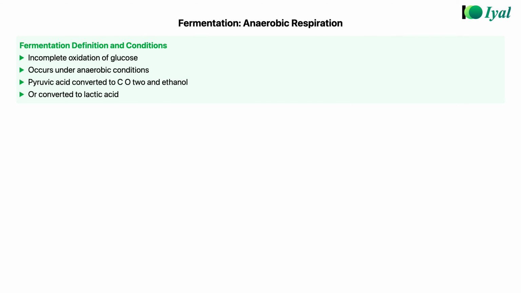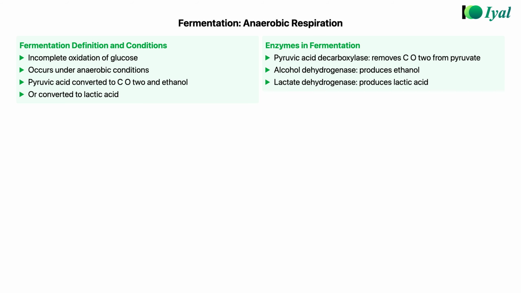Now, fermentation. In fermentation, glucose is not completely oxidized. Only partial oxidation happens, and it happens without oxygen. So how does it work? Well, pyruvate, which we got from glycolysis, is converted to either carbon dioxide and ethanol or to lactic acid. Depends on the organism. In yeast, when it does alcoholic fermentation, two enzymes are involved.